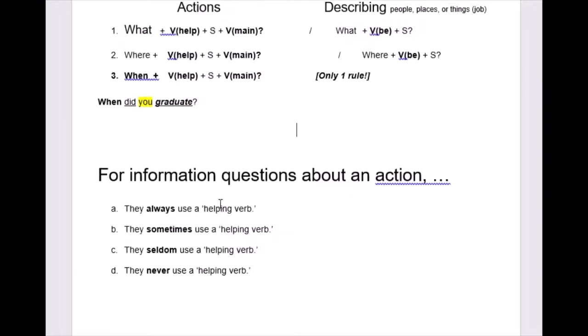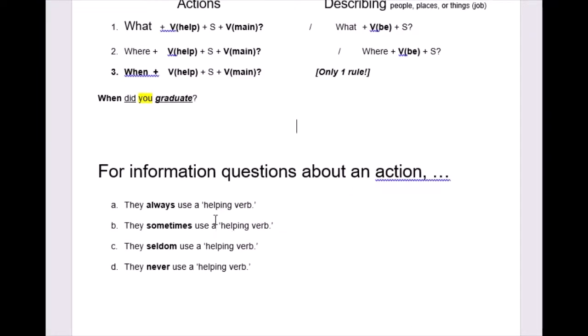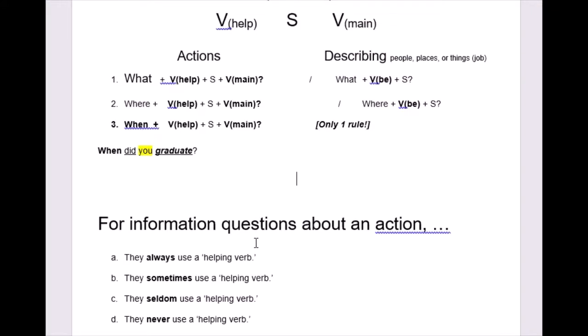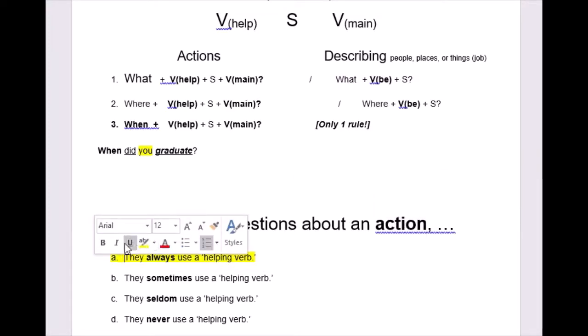So for information questions about an action, they always use a helping verb. They sometimes use a helping verb. They seldom use a helping verb, or they never use a helping verb. Which one is correct? If you're asking an information question about an action, you always use a helping verb, okay? All right.